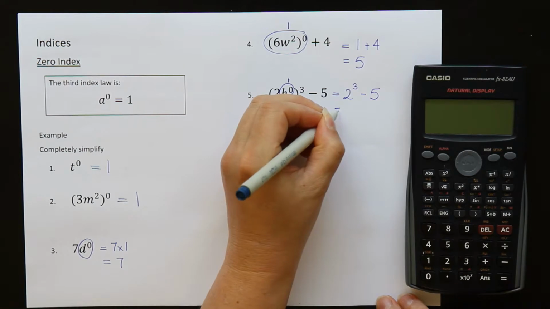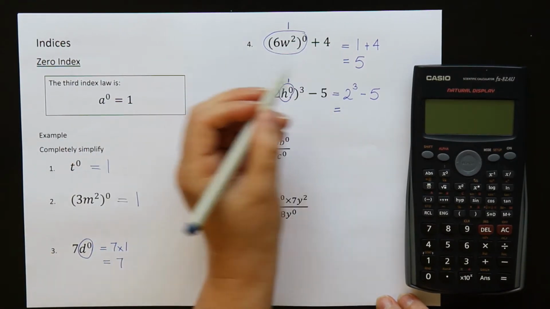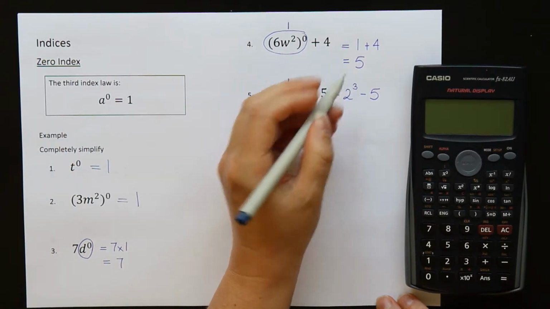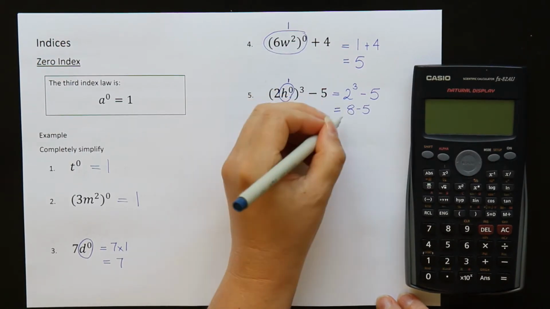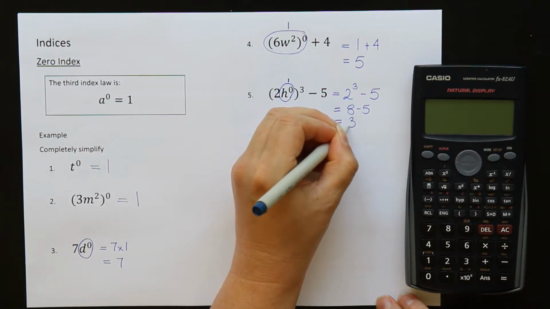Okay, you could use a calculator for that, or we could work it out without. Let's see how we go. 2 to the power of 3 is 8 minus 5. And 8 minus 5 is 3.